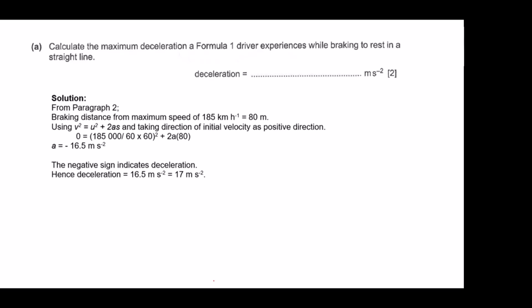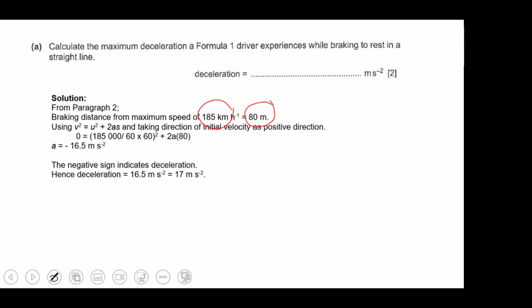Okay, like I mentioned, if you read carefully from paragraph 2, the data is actually given, being a data question. Just remember, read carefully, underline all the numbers, make sure you pick up certain key information. Okay, the speed is 185 km per hour, the braking distance is 80.